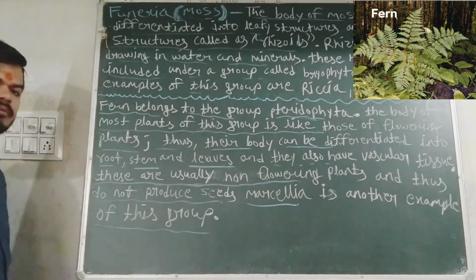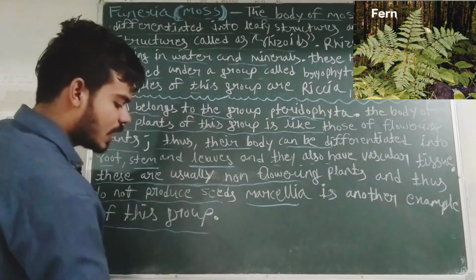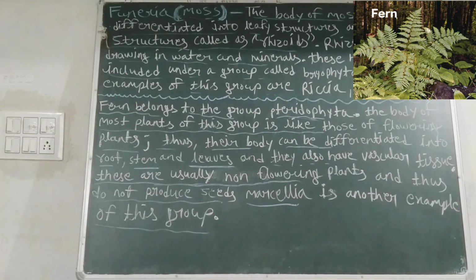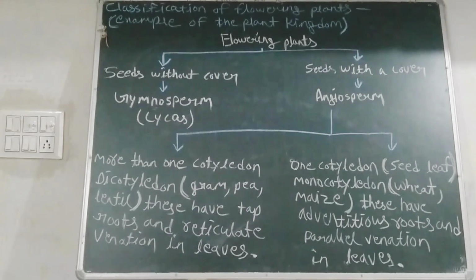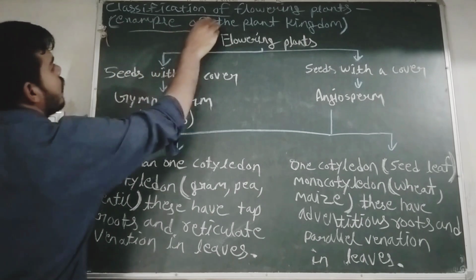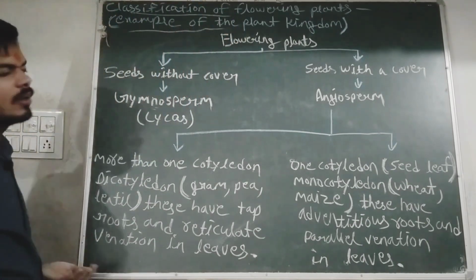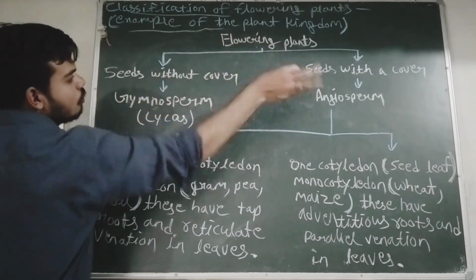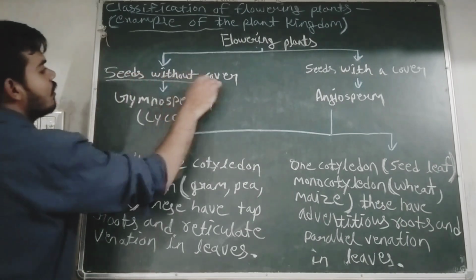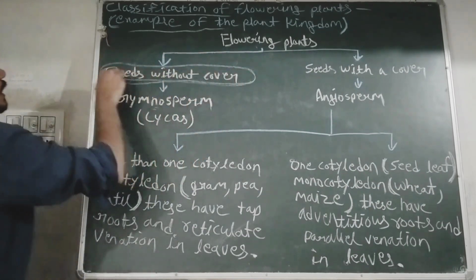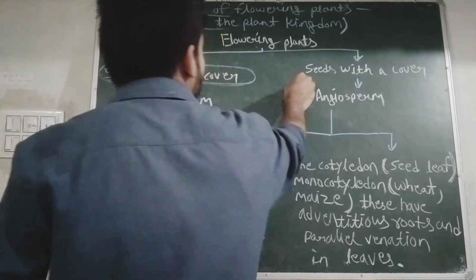Okay, so we study about the classification of flowering plants. Students, this is the classification of flowering plants, an example of the plant kingdom. We know the flowering plants are divided into two parts. First is seeds without cover, and the second part of flowering plants is seeds with a cover.